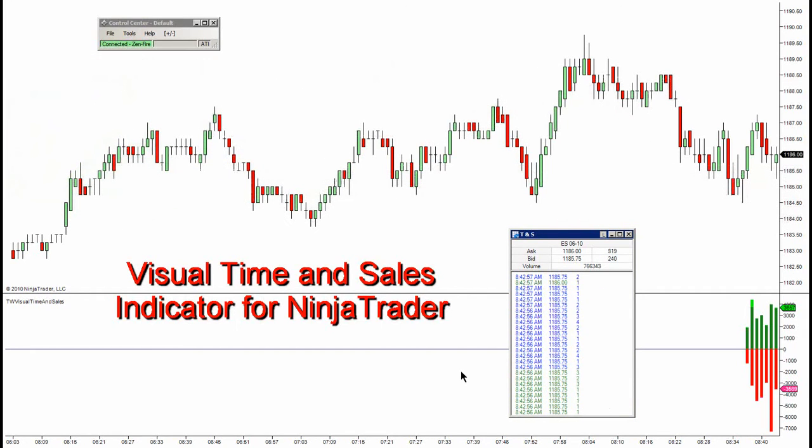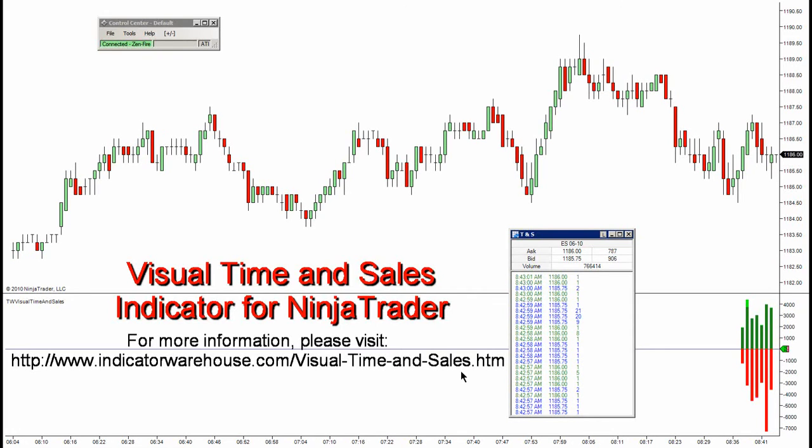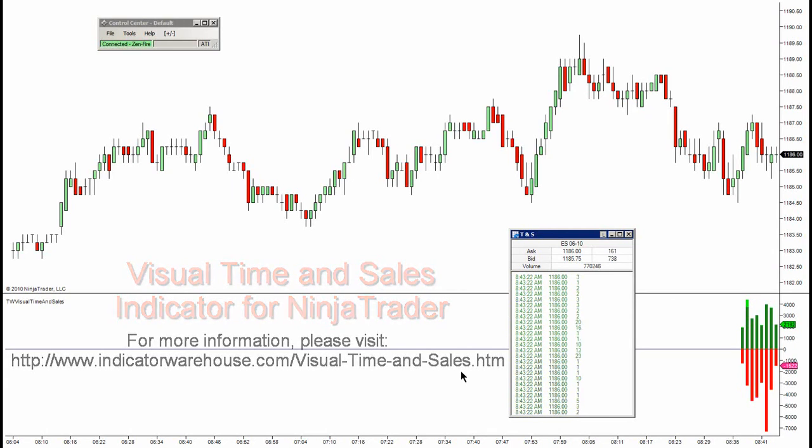So let's do a quick review of time and sales. Time and sales is a powerful tool. It's used by professional day traders to watch the current price movements at its most detailed level. It shows each individual trade as it occurs in a scrolling list. The time and sales chart shows the exact price that each trade occurs at and also whether the trade occurred at the bid, the market selling price, or ask, the market buying price.